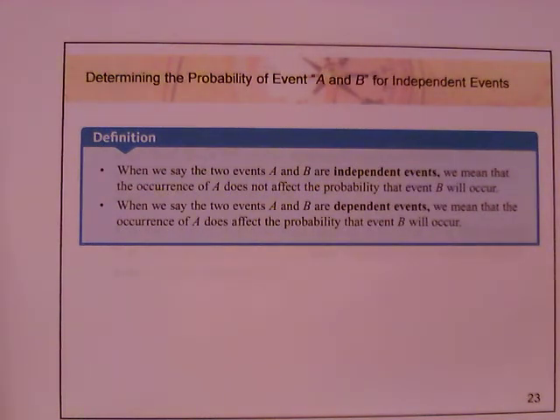Now, when we say that the two events A and B are dependent events, we mean that the occurrence of A does affect the probability that event B will occur. Okay?